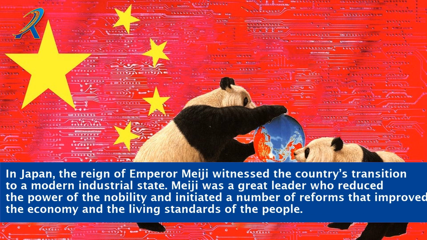In Japan, the reign of Emperor Meiji witnessed the country's transition to a modern industrial state. Meiji was a great leader who reduced the power of the nobility and initiated a number of reforms that improved the economy and the living standards of the people.